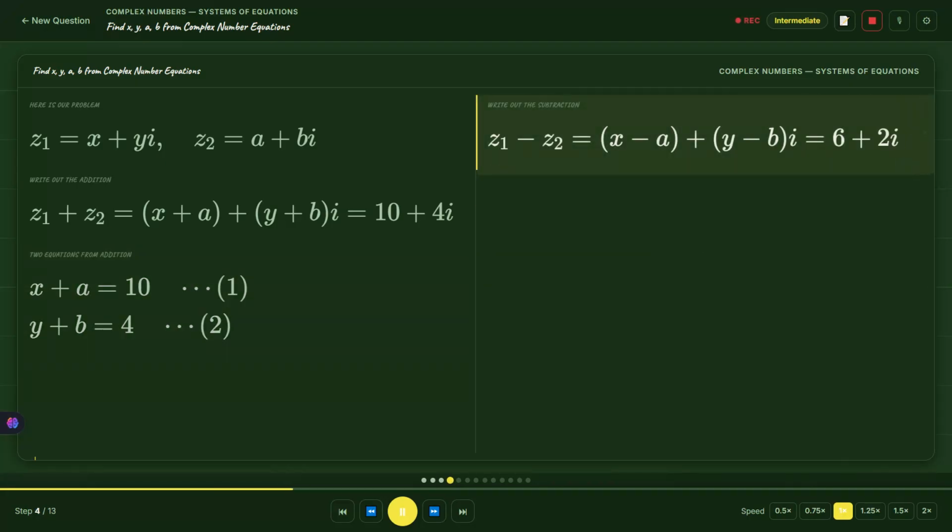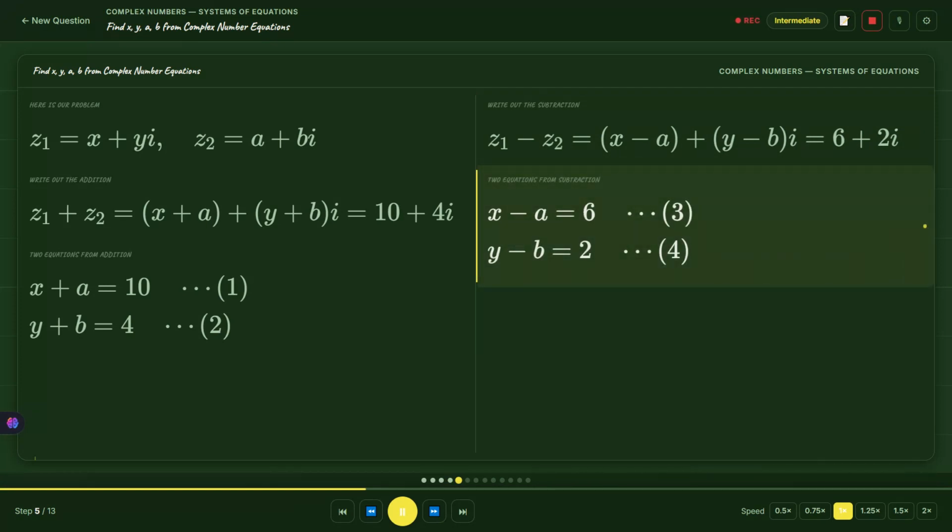Now let's look at z1 take away z2. We take away the real parts and we take away the imaginary parts. This has to equal 6 plus 2i. Again, we match the pieces. The real part gives us x take away a equals 6. The imaginary part gives us y take away b equals 2. Now we have four small equations.